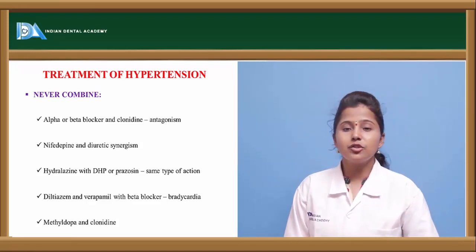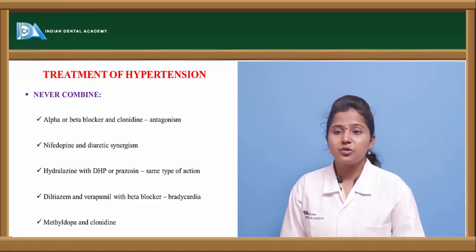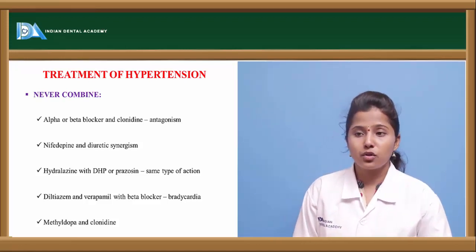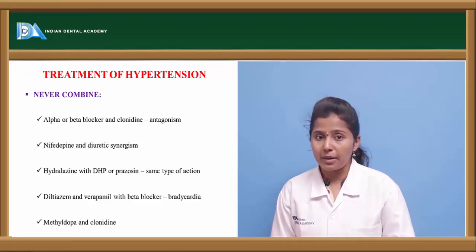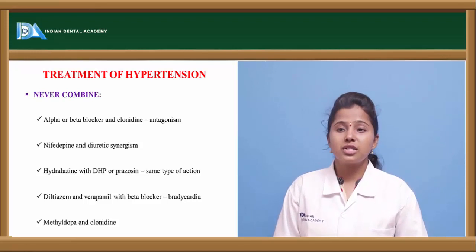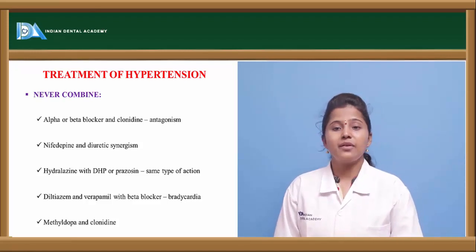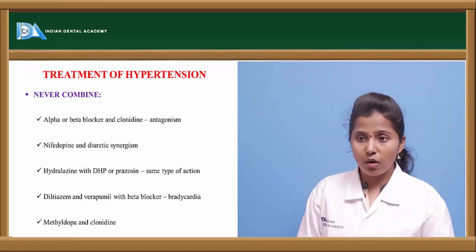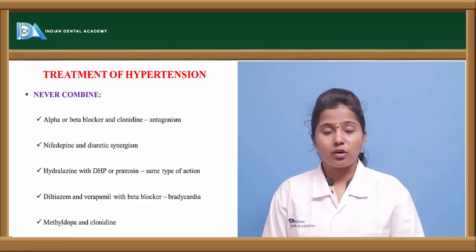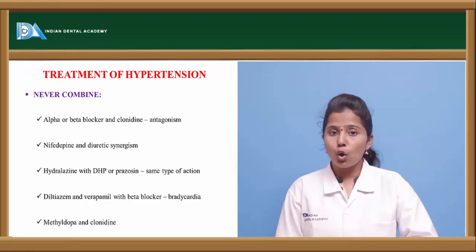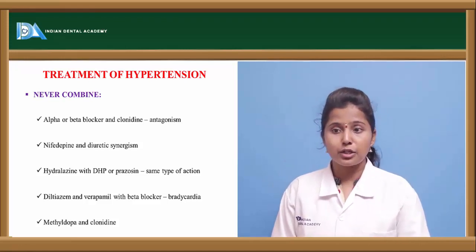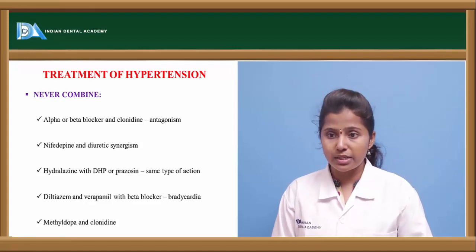And hydralazine should not be combined with DHP or prazosin, that is dihydropyridine or prazosin, because they both show the same type of action. When these 2 drugs are combined, then it shows a synergistic effect. And diltiazem and verapamil, which are calcium channel blockers, should not be combined with beta blockers because it causes bradycardia. Not all calcium channel blockers, only diltiazem and verapamil should not be combined with beta blockers.